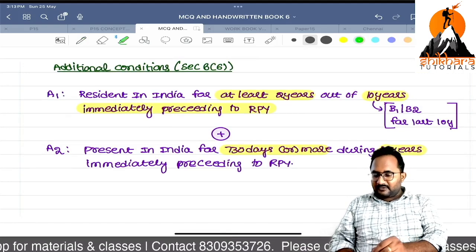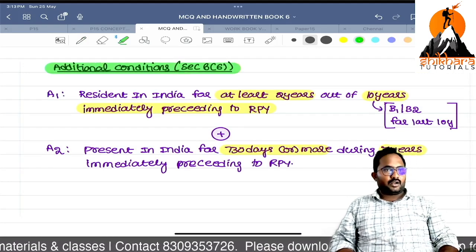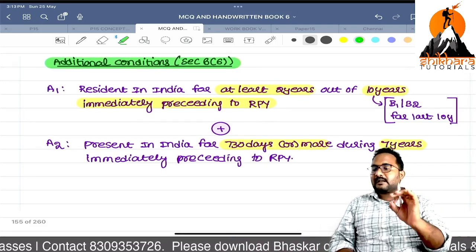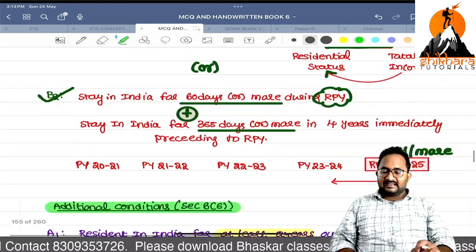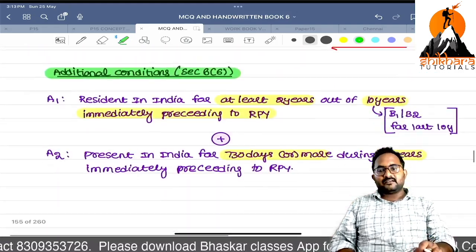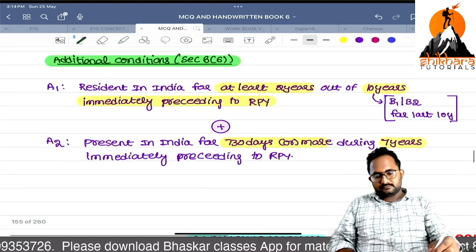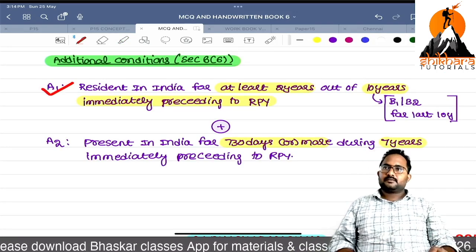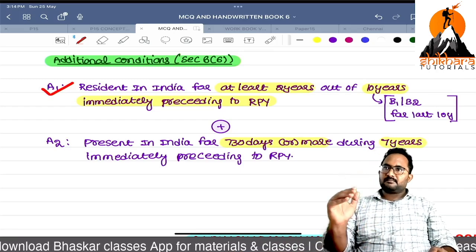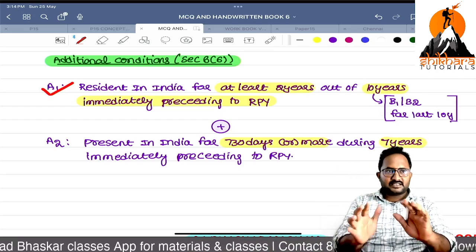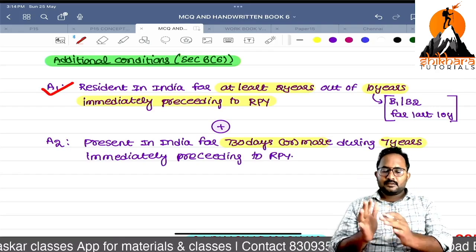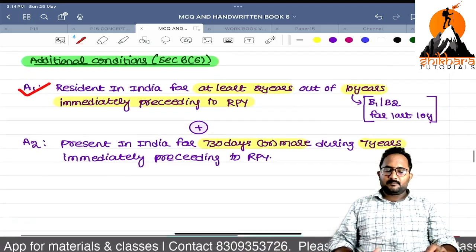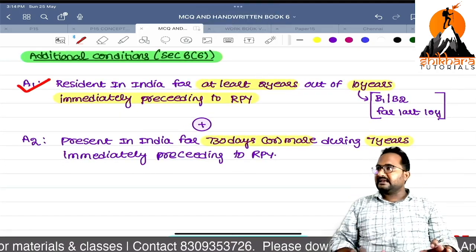Further, we have to classify whether he is an ordinary resident or not. So, additional conditions are mentioned in Section 6, subsection 6. Basic conditions are mentioned in Section 6, subsection 1. Now, A1, additional condition 1. It is very simple, but many intermediate students get confused regarding additional condition 1. Immediately preceding the relevant previous year, please check 10 years. How many years? 10 years.